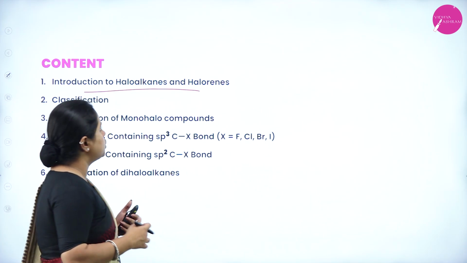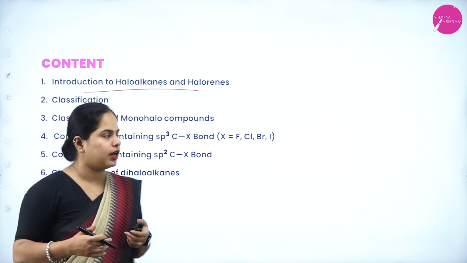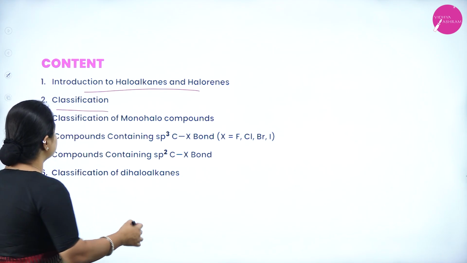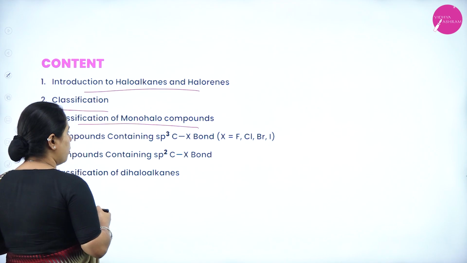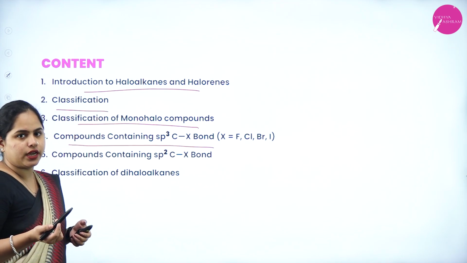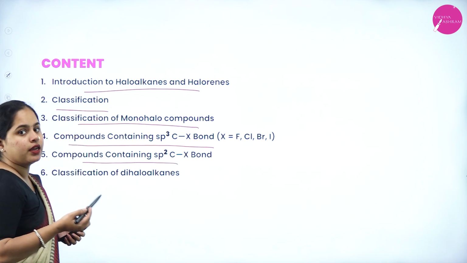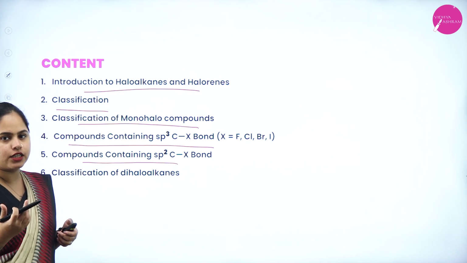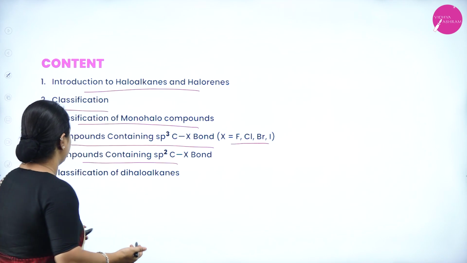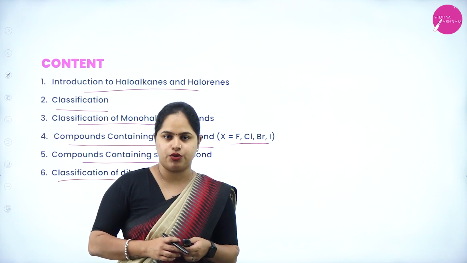Right, so the introduction to haloalkanes and haloarenes. What are haloalkanes and haloarenes? First we need to understand, right? And then we'll be studying the classification of haloalkanes and haloarenes, the classification of monohalo compounds, then compounds containing sp3 carbon-X bond. Now what is this X which I have written here? We'll understand that. And compounds containing sp2 hybridized carbon and X bond. So that X actually stands for, as you can see here, fluorine, chlorine, bromine, iodine. Those are the halogens, right? And classification of dihaloalkanes. So all this we are going to discuss in this session today, right?